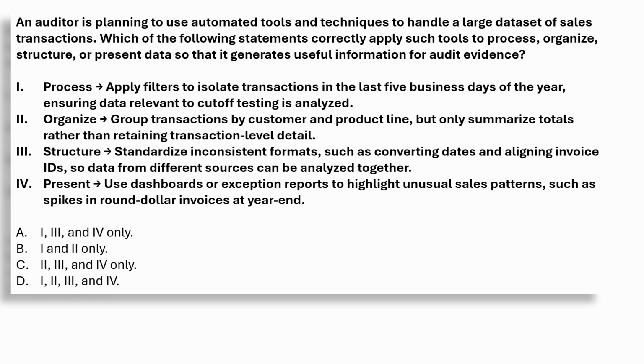This aligns directly with cutoff testing procedures. Statement 2. Organize. Group transactions by customer and product line, but only summarize totals rather than retaining transaction-level detail. Not quite. Grouping by customer and product line makes sense, but only summarizing totals instead of keeping transaction-level detail limits the usefulness of the evidence. For audit purposes, we need detail to test completeness, accuracy, and cutoff. Summarization alone isn't sufficient.